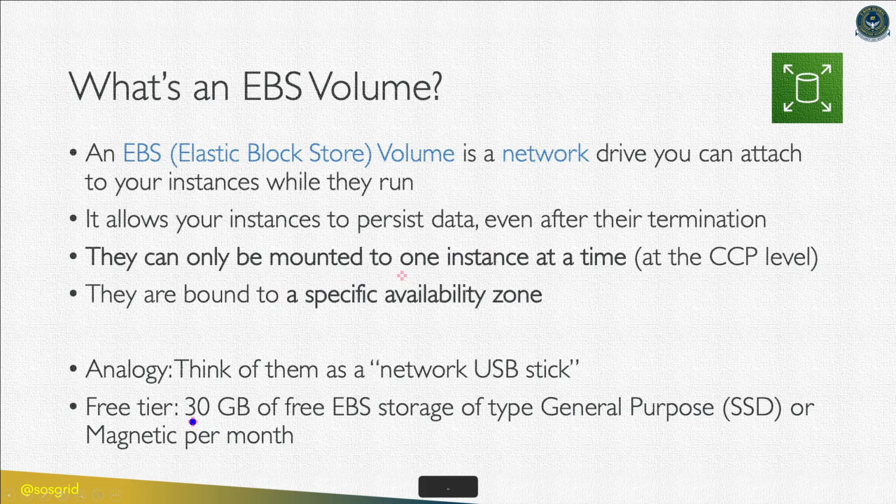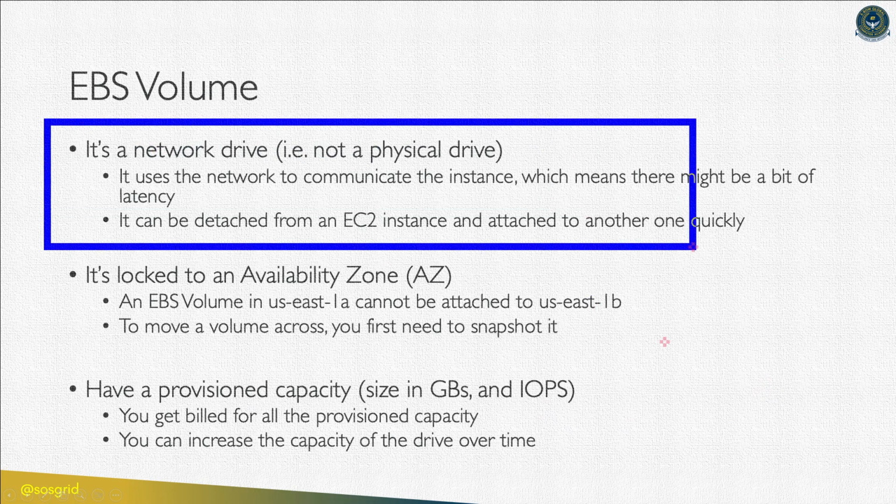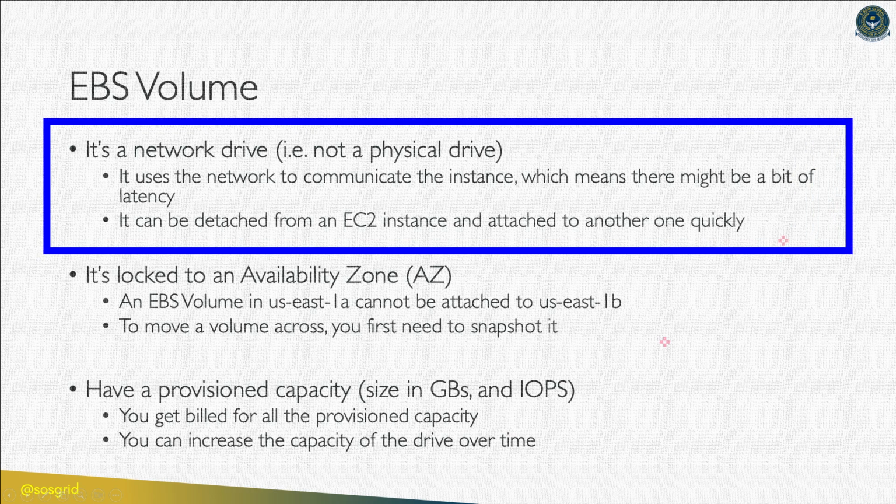So you usually get 30 GB free of EBS storage, which is usually general purpose, and it's usually SSD because it's faster. So in summary, the EBS volume is a network drive, not a physical drive. You don't physically see it, and they don't physically connect it, so it's network attached. It uses the network to communicate with the instance, which means there might be a bit of latency in this case. And you can detach it, or you can attach it to any instance that you want, as long as they are all in the same availability zone.